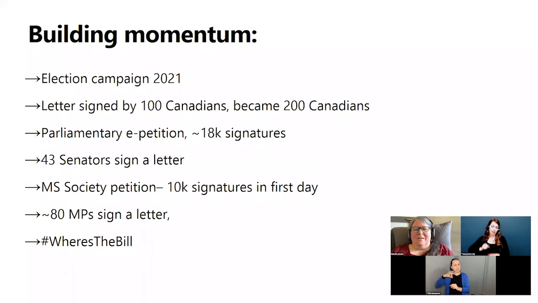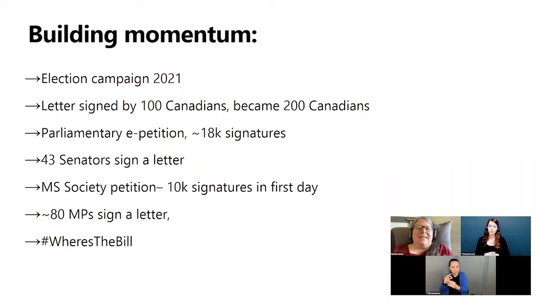Then later on in March, the MS Society, one of our partners, began its own petition, not a parliamentary one, that they're going to present next week. And on the first day alone, it got 10,000 signatures. Then Mike Morris started an MP's letter. And now that's at roughly 80 signatures, including the whole of the Bloc Québécois. And they didn't mention anything about supports for disabled people in their election platform, the only party not to do that.